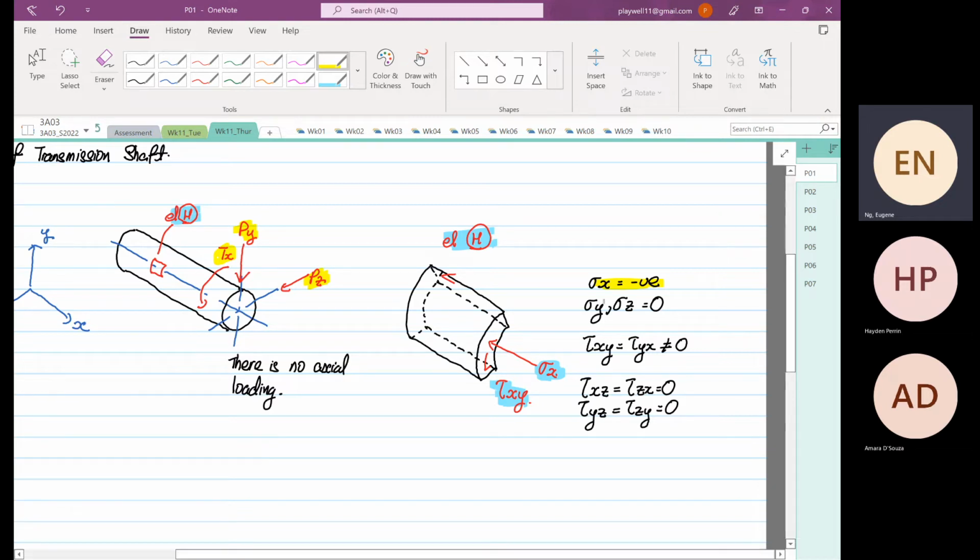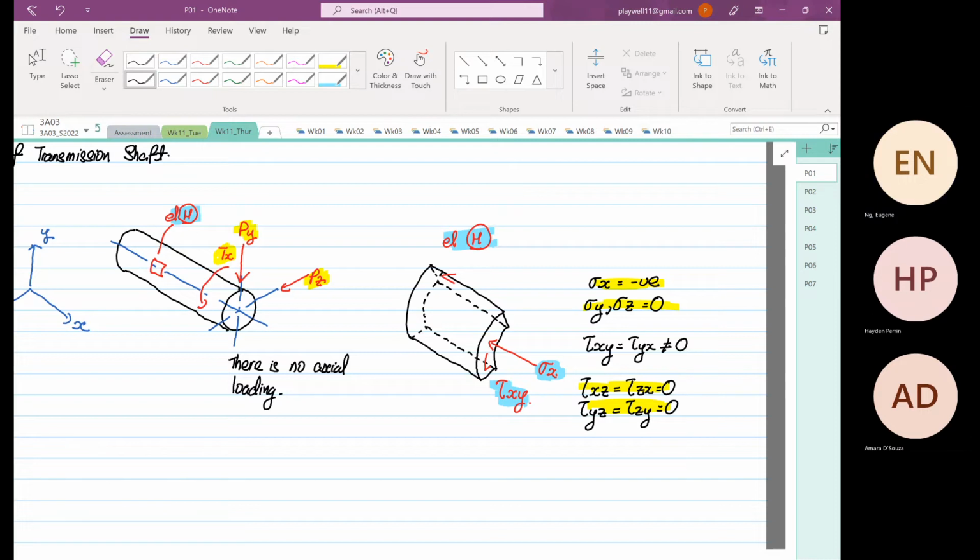Then normal stress in the y and z directions equal 0. The shear in xy and shear in yz are not equal to 0, but the rest of the shear stresses are all 0. So what you see down here is we only have one magnitude of normal stress and one magnitude of shearing stress. The rest are all equal to 0.